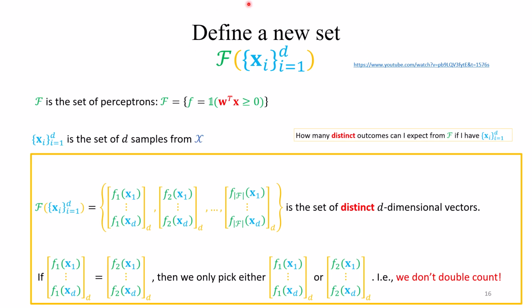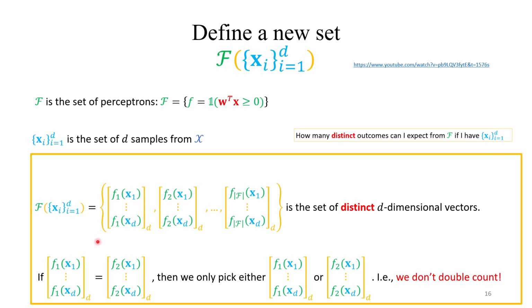So this is where we define a new set. We use this notation. I first saw this kind of notation from the Simons Institute video. So F is the set of perceptrons. X_i, for i equals 1 to d, is the set of d samples from X. The question was, how many distinct outcomes can I expect from F if I'm given this particular set of X's?